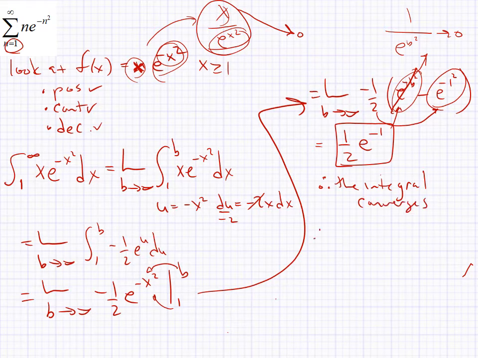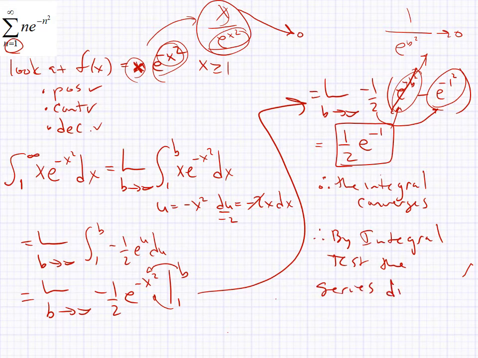And then, therefore, by integral test, the series diverges. And what you see is that some tests definitely take a lot longer to get through than others do. Some there's very little work to see that a series converges or diverges, and some there's quite a bit more.